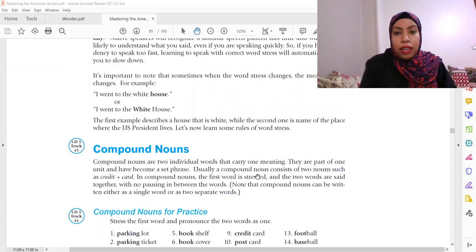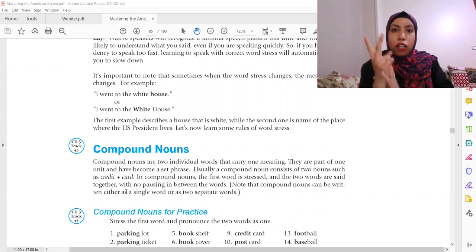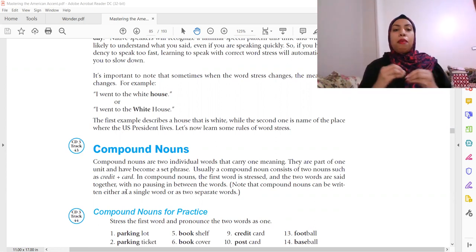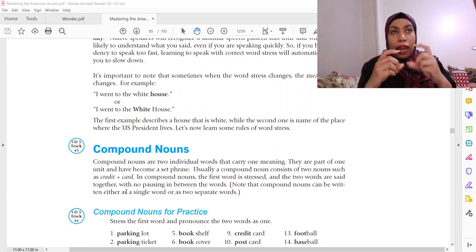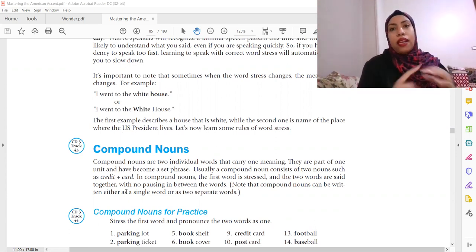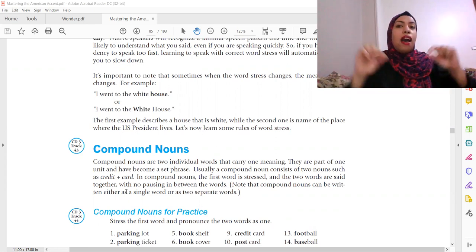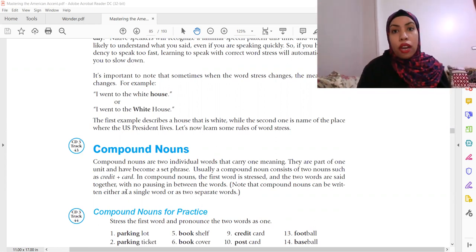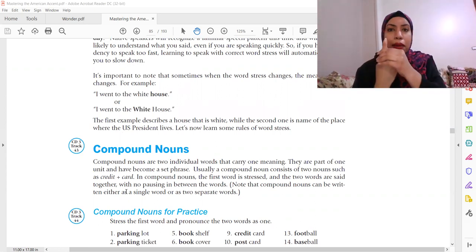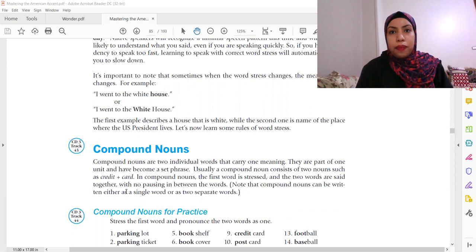A compound noun consists of two nouns, such as credit card. When I say credit card, I've got two words, right? I have credit and then card. But when I say credit card, do I mean credit and then card separately, or do I mean the credit card itself, or the debit card, or the Visa card? It's the same thing, just one meaning, but to convey that meaning I say two words, not one.